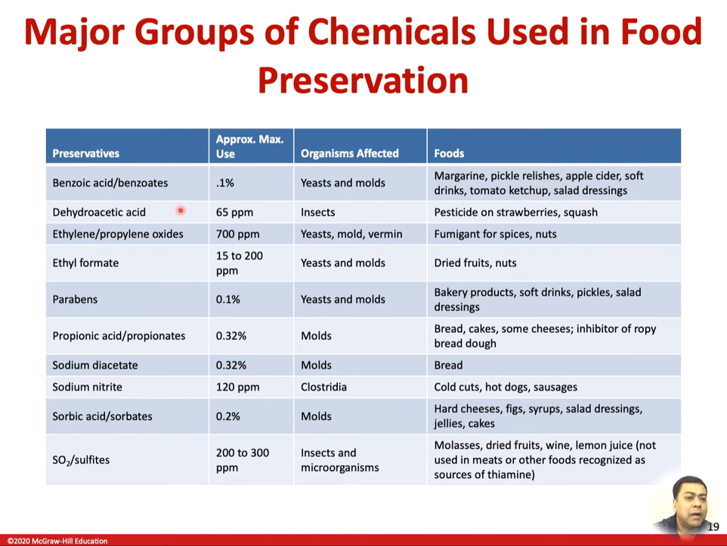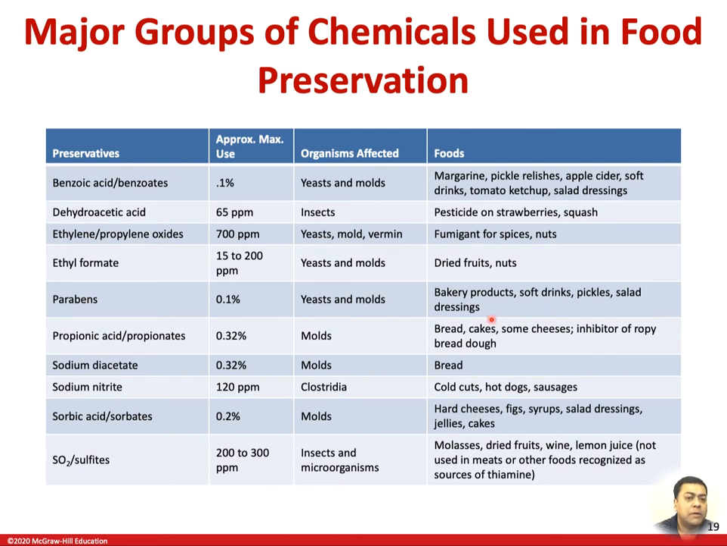Dehydroacetic acid is a very interesting product which is used as a pesticide on strawberries. This is a product which is almost non-toxic as a pesticide, and can be used on strawberries and squash. And you already know that ethylene and propylene oxide are kind of sterilants and fumigants for spices and nuts. These products are not present in the spices or nuts, but they are processed using these before they are sent into packaging. On the other hand, ethyl formate also inhibits the growth of yeast and molds in dried fruit and nuts. And we talked about the parabens.